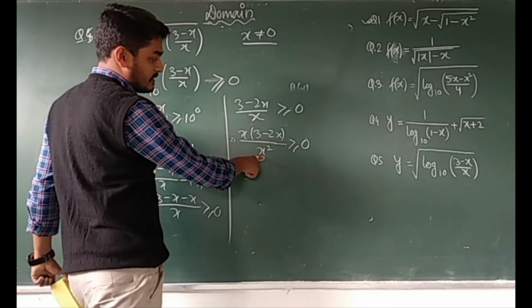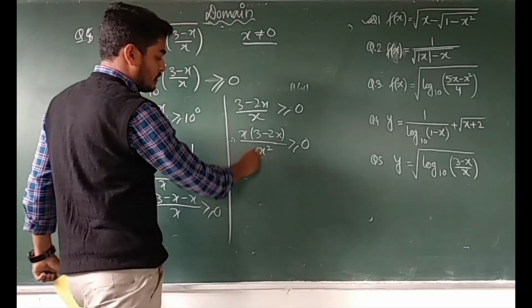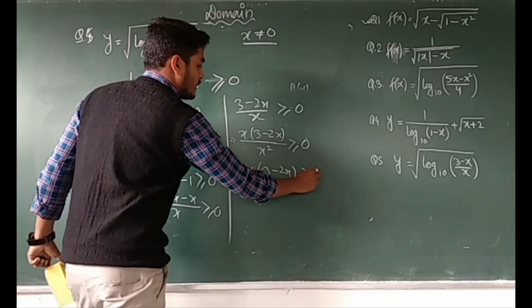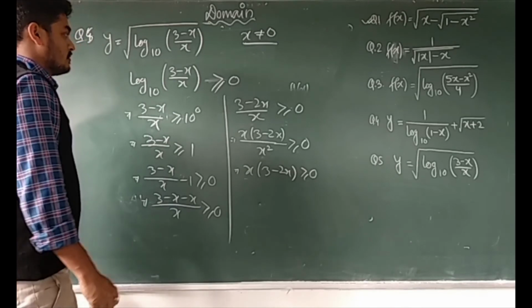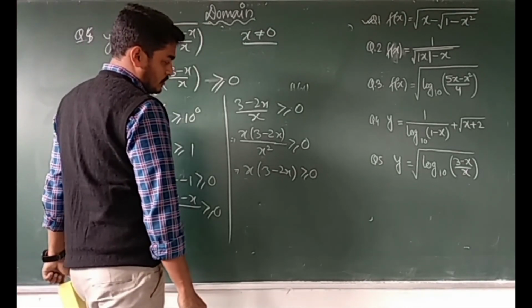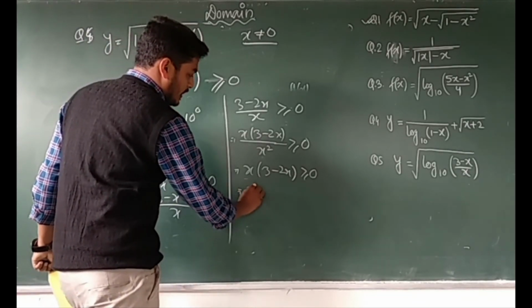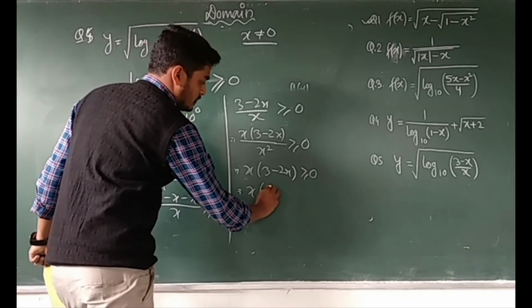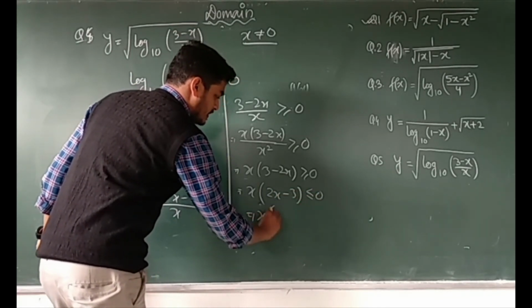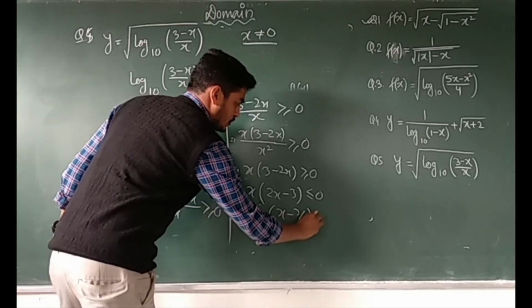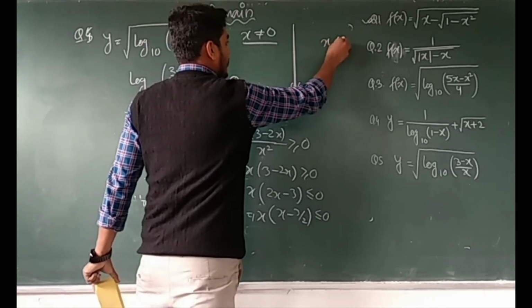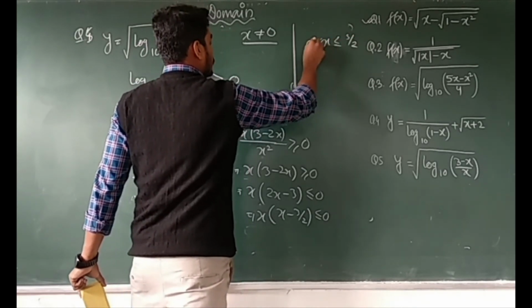As the expression is greater than or equal to 0, and this one is squared, we can easily say that this one is a positive quantity, but we have to keep the answer that x into (3 minus twice x) should be greater than or equal to 0. Okay, so we can write x into (twice x minus 3) less than or equal to 0. This implies x less than or equal to 3 by 2, greater than or equal to 0. That is the domain by the first condition.